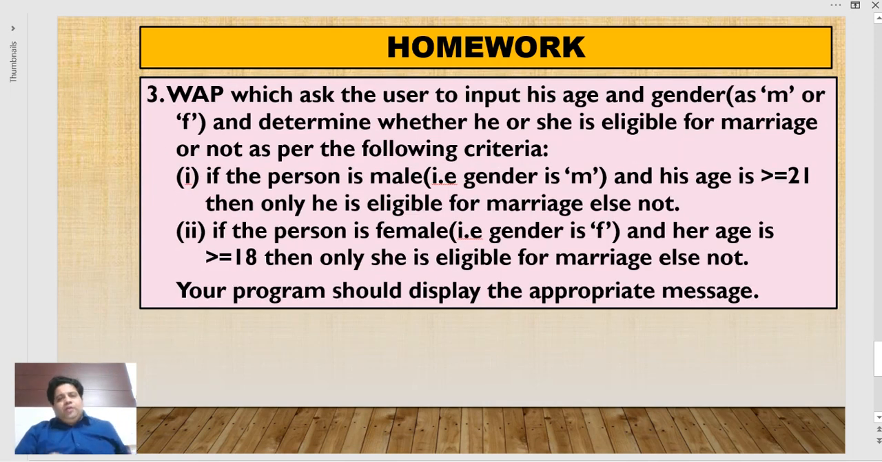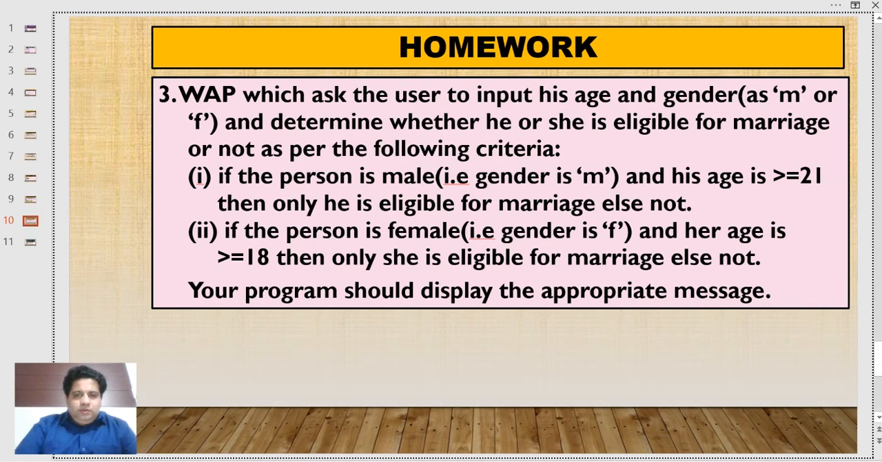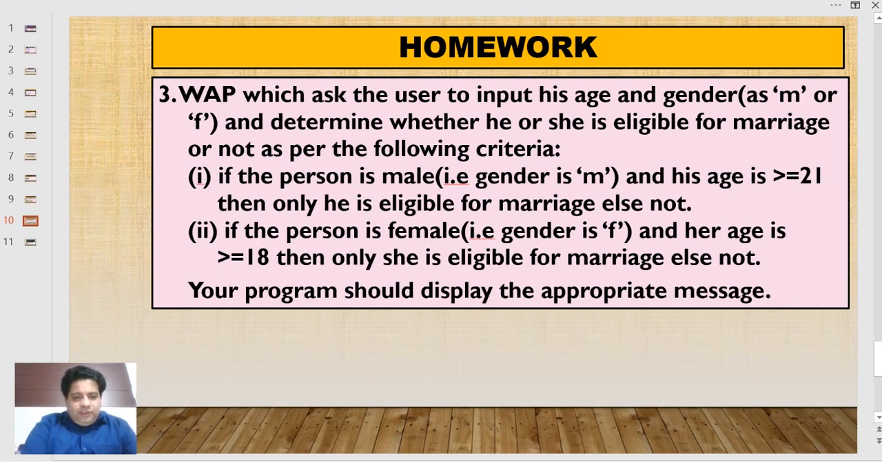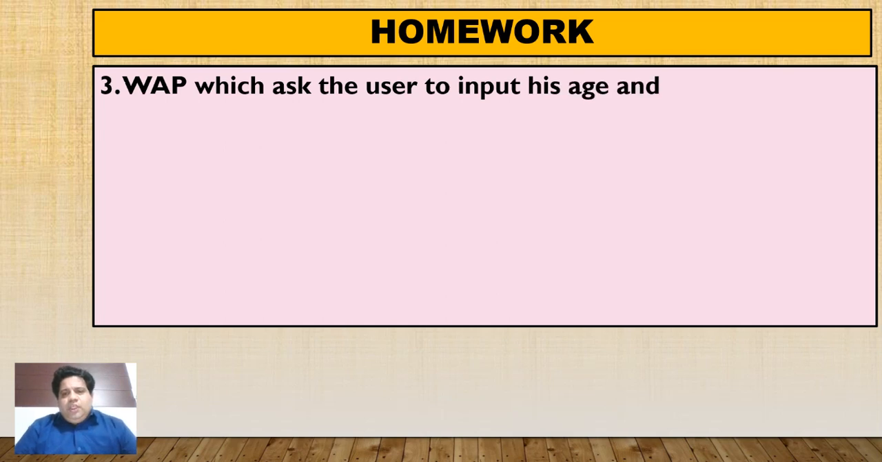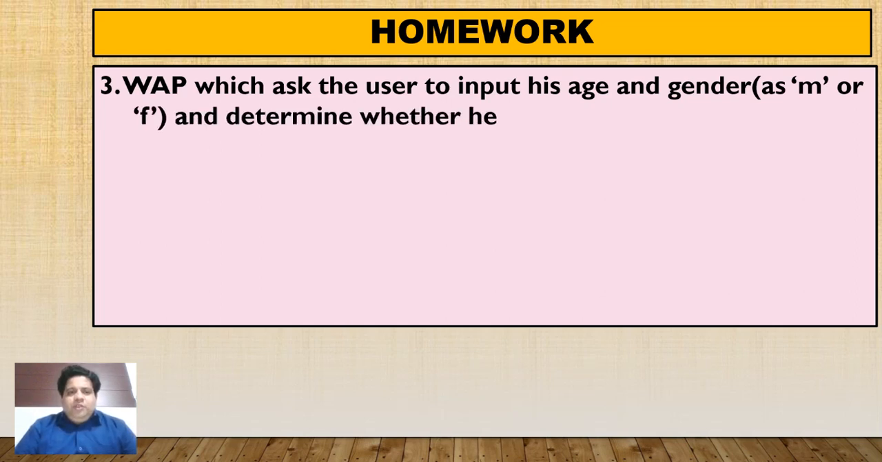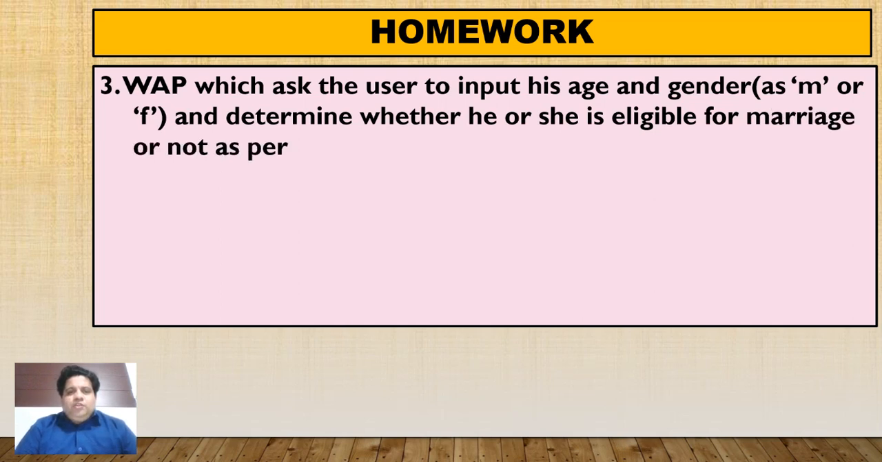Now the third program. Write a program which asks the user to input his age and gender. Now gender you can give either as M or F. M means male and F means female. And you have to determine whether he or she is eligible for marriage or not, as per the following criteria.